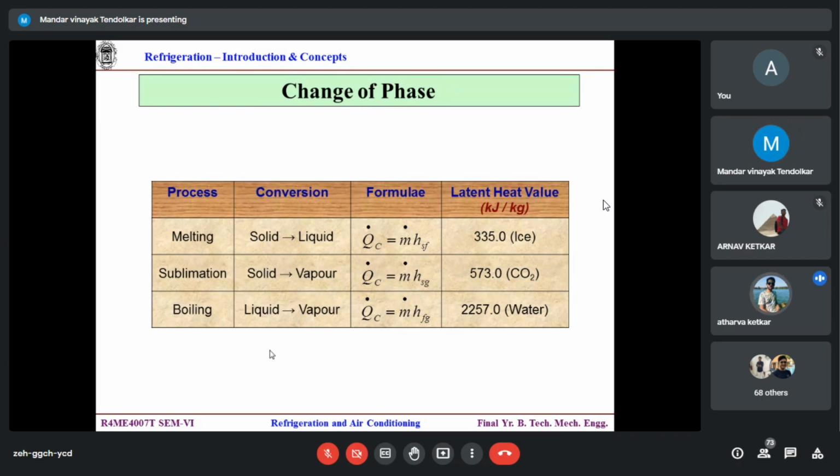Yes, sir. So you can go to any of the ice cream shops and see, when the fresh stock comes, the ice cream buckets and all are surrounded with dry ice, that is, solid carbon dioxide.